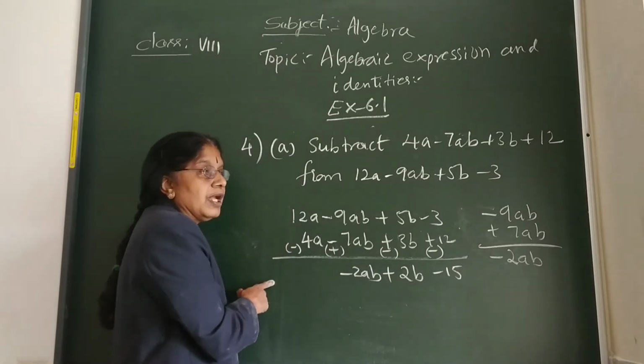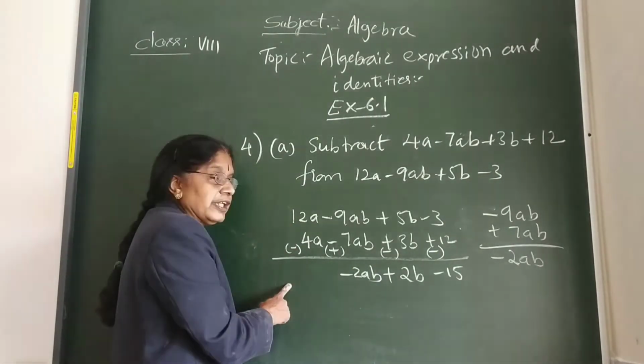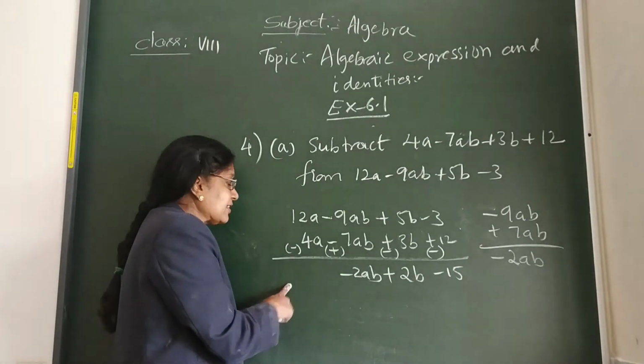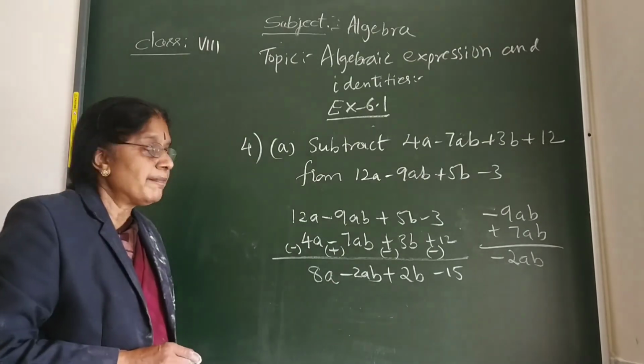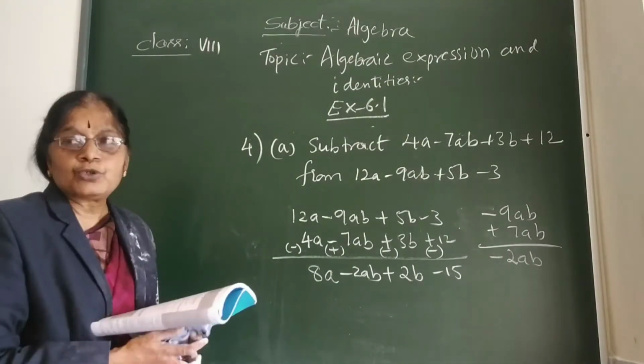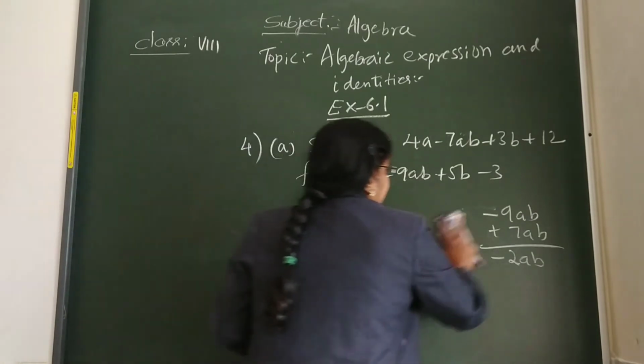Now look here, 12 minus 4. Which is the greater number? 12. The sign is plus, so we won't write plus, but this will be considered as plus. 12 minus 4 is what? 8. So you got 8a minus 2ab plus 2b minus 15. So this is how we have to do the subtraction.